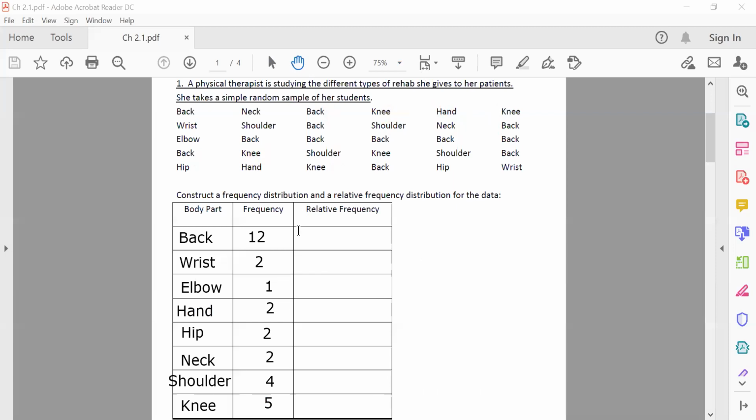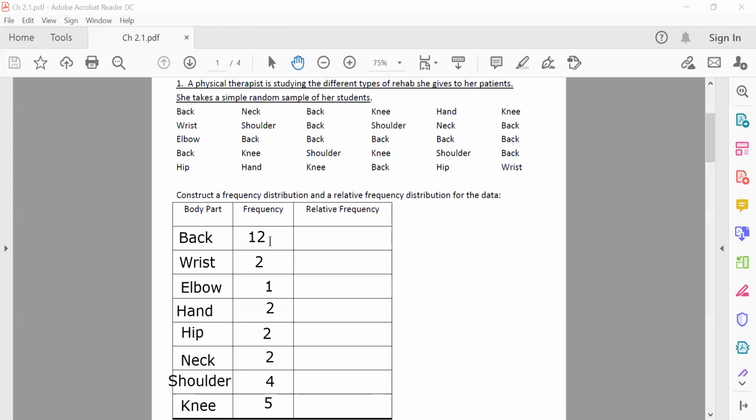Now to get the relative frequency, we're just going to say, what proportion of the entire list of injuries had back issues, what proportion had wrist issues, elbow issues, etc. So first we need to count up how many total things there are up there. So back, we've got, let's see, 5 by 6. It looks like there's 30 total.